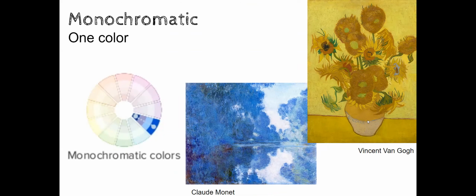So on the screen, there are two examples of what this could look like. The Vincent van Gogh painting uses mostly yellow within his sunflower painting. So that's a yellow color scheme painting example. The one in the middle is a Claude Monet painting, and they use blue. So they have that really light blue to the dark blue. And just a fun fact, mono means one. So when you're thinking monochromatic, just think mono, one color.